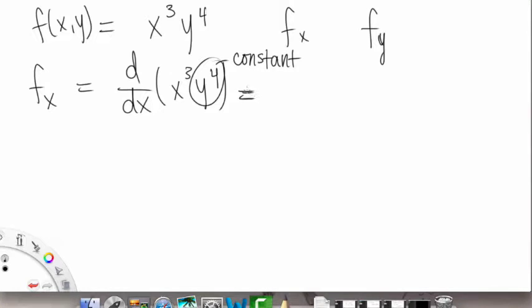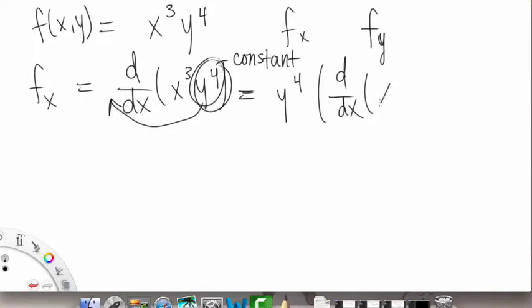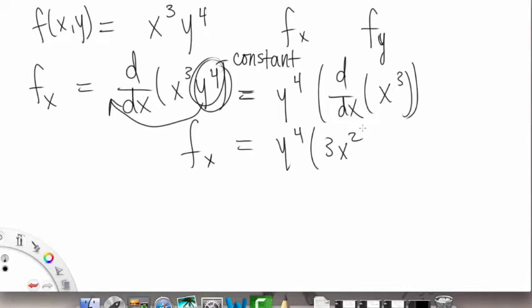So because it is a constant, we can just pull out this term here in front, right? Due to the constant multiple rule. So then we have d dx of x to the third, and we'll just use the normal power rule here. So f sub x is going to be equal to y to the fourth times 3x squared, which we can rewrite as 3 times x squared y to the fourth.